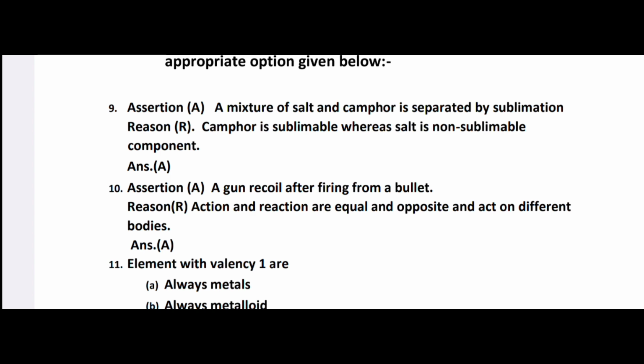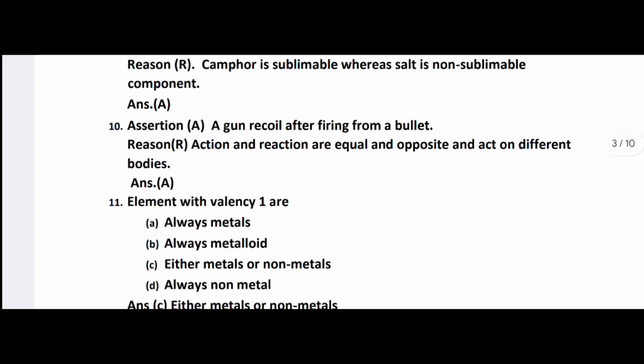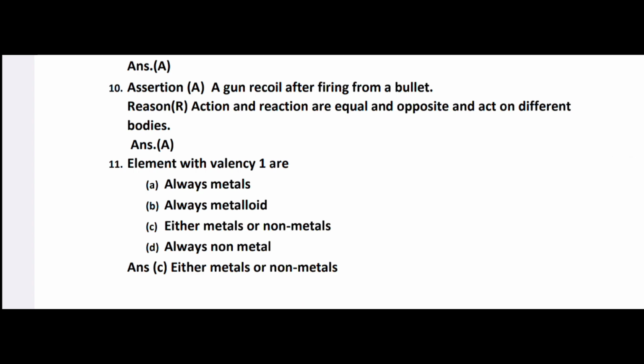assertion. Okay. Now 10th, assertion: a gun recoils after firing a bullet. Again it is right. Reason: action and reaction are equal and opposite and act on different bodies. Yes, it is right. Now here again, like question number 9, assertion is right, reason is also right, and reason is the correct explanation of assertion. So answer is A.